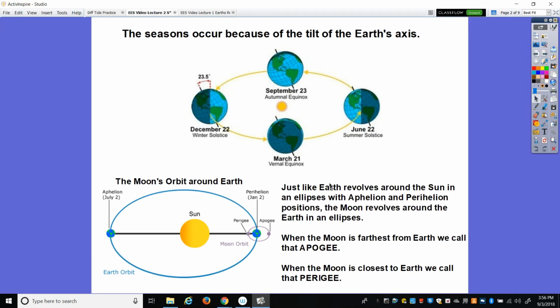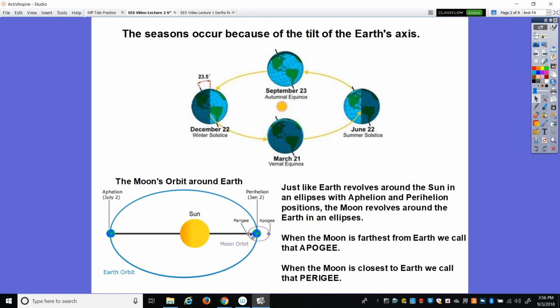Okay, so let's talk about some movements down here. The moon's orbit around the sun. If you'll recall, we learned two terms, aphelion and perihelion. Aphelion was afar in the elliptical revolution around the sun, where it is very far from the sun. And then we had perihelion, where it was peri, or very close to the sun.